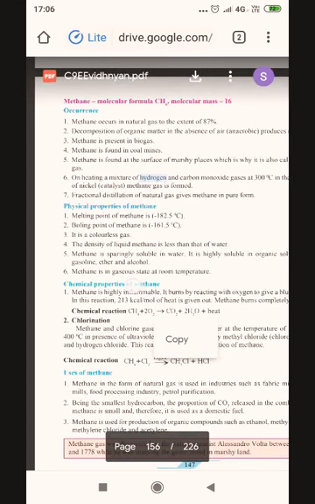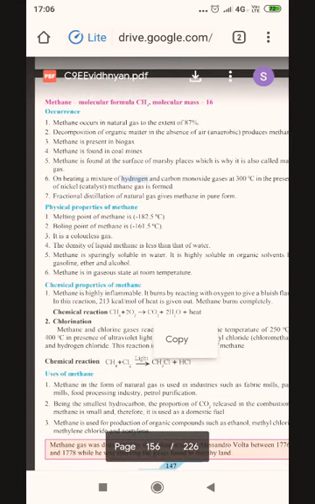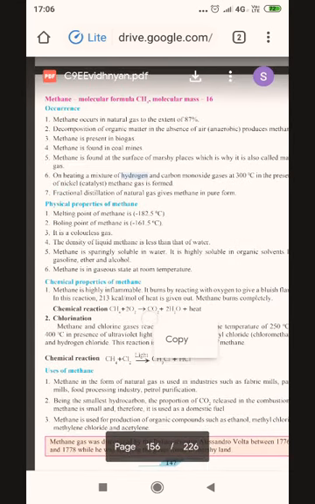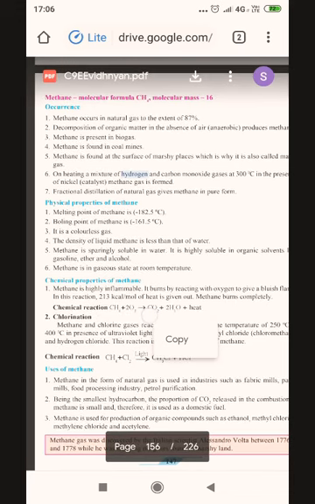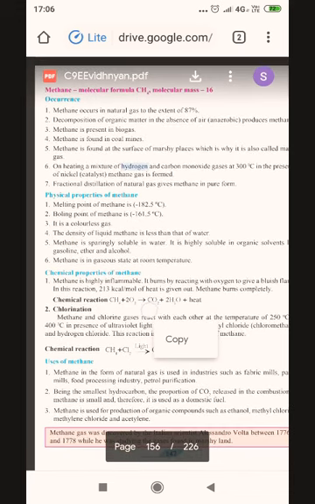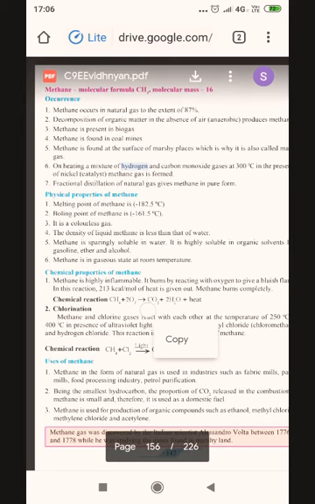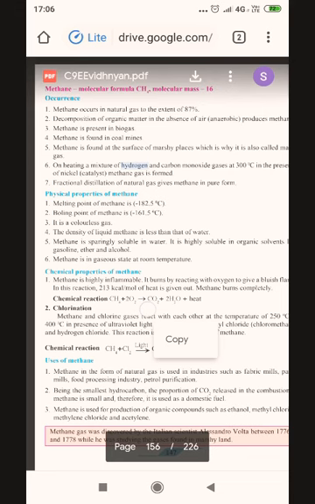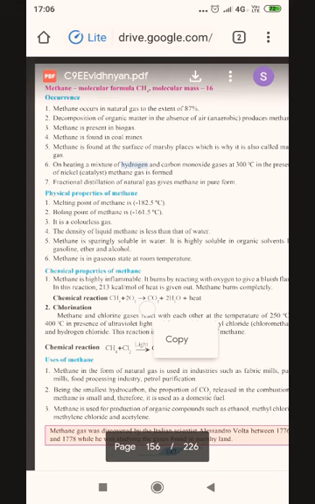Now, where does this methane occur? Methane occurs in natural gas to the extent of 87%. Decomposition of organic matter in the absence of air, that is anaerobic, produces methane. Methane is present in biogas plants and therefore it is used in cooking also. Methane is also found in coal mines. Methane is found on the surface of marshy places, which is why it is also called marsh gas. It is found in swampy areas.